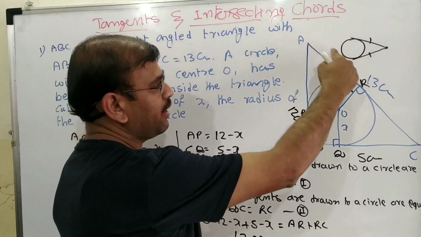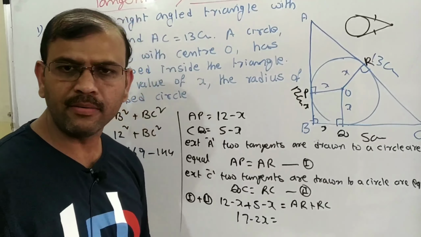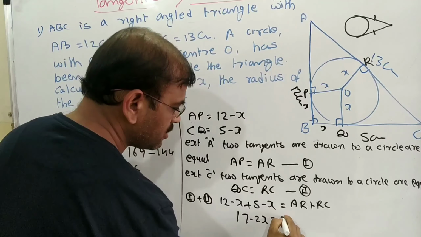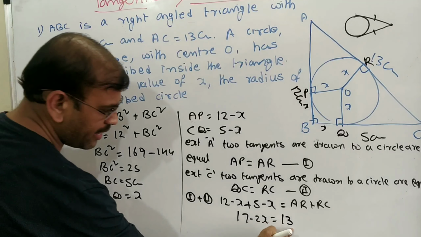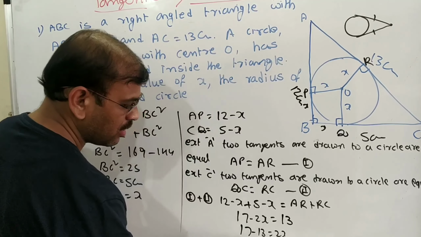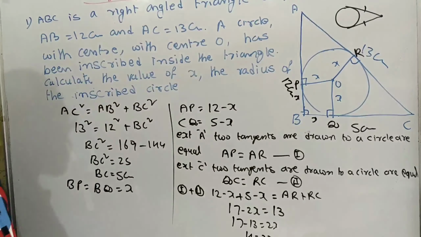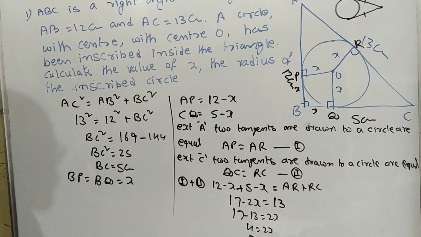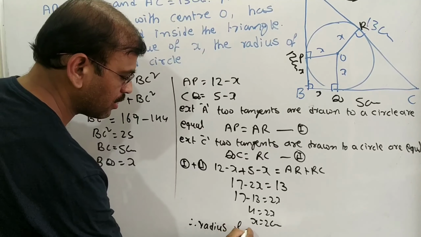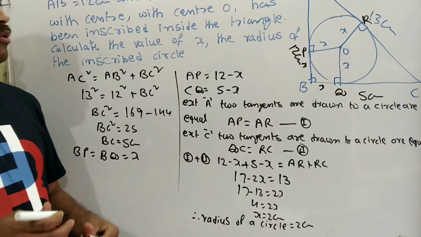Now look carefully. AR plus CR, can I say AC? AR plus CR, I can tell you AC. So the length of AC is how much? 13. So 13 we bring this side, 2x we take that side. 17 minus 13 equal to 2x. So how much are you getting? 4 equal to 2x, x equal to 2 centimeter. So now you got the radius of the circle. Therefore, radius of the circle equal to 2 centimeter.